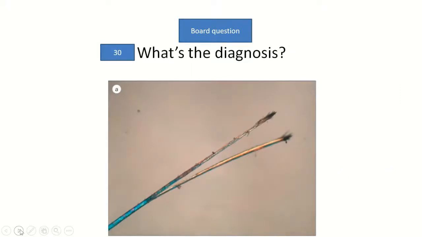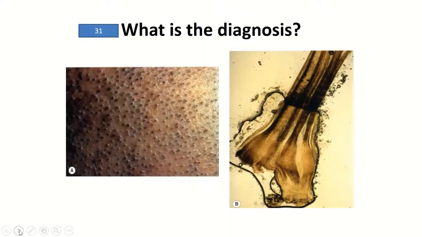Question 30. This was a board question. The figure that you see here is equivalent to trichoptilosis. Trichoptilosis, that is splitting of hair shaft, giving it a feathery appearance.